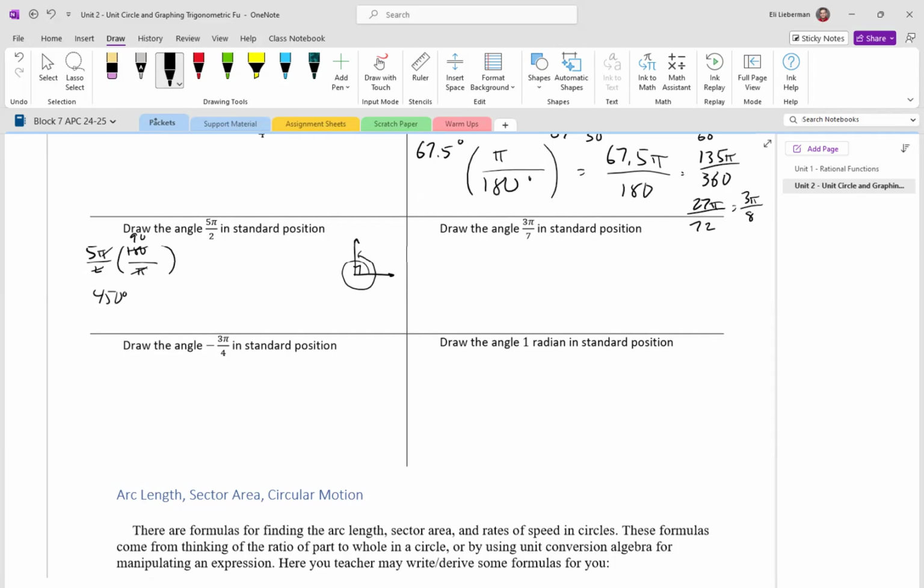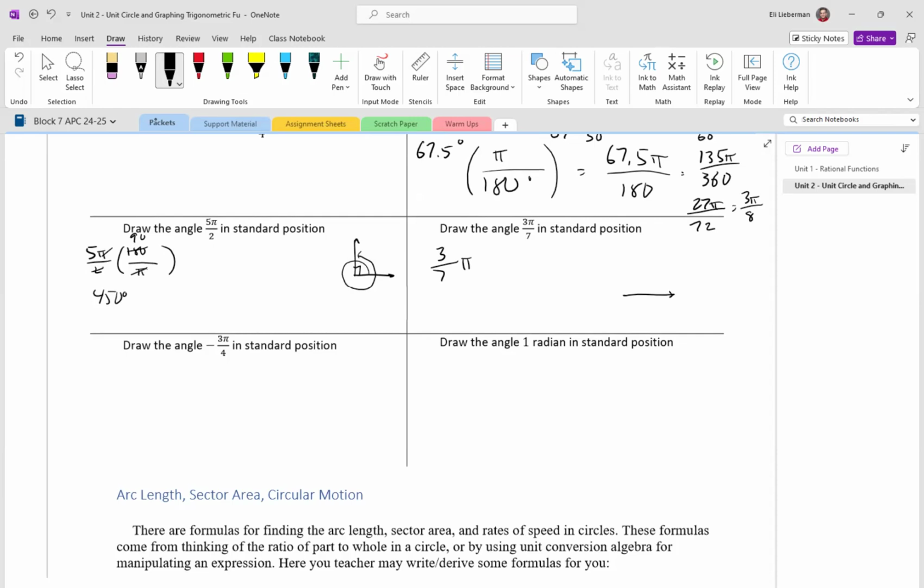I'm going to talk about the 3 pi over 7, because I think you'll agree it's a pain to convert that to degrees. Let's just think of this as 3/7 of pi. And you know that pi is how many degrees? 180 degrees. So I'm just going to make an angle that's a little bit less than half of 180. Does that make sense? Just a little bit less than 1/2.